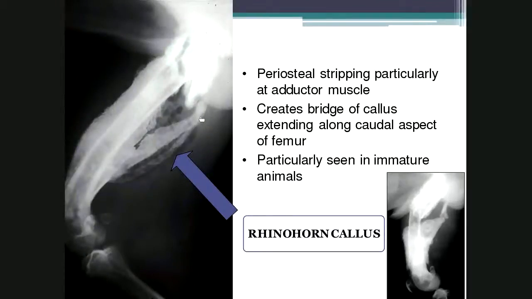In this image here, the fracture had happened up here, proximally, and with concurrent damage to the adductor insertion, the periosteum was stripped up and formed abundant callus here. And this fracture also has a lot of gas lucencies coalescing within the soft tissues and with a very high possibility that it is infected. The image over here is just another example of a fracture that's occurred in the femur with periosteal stripping and a large rhino horn callus present.